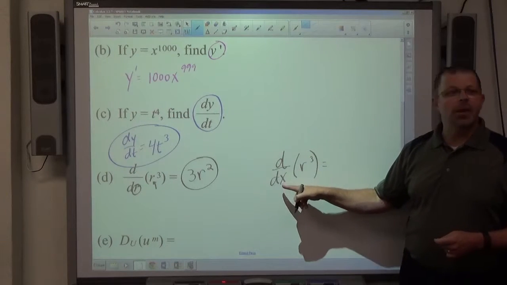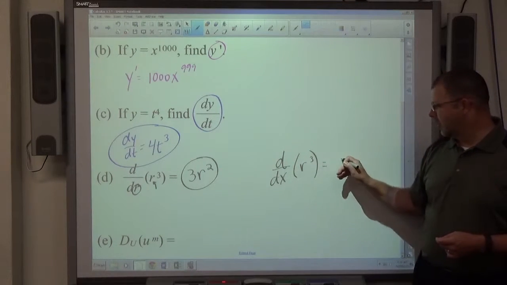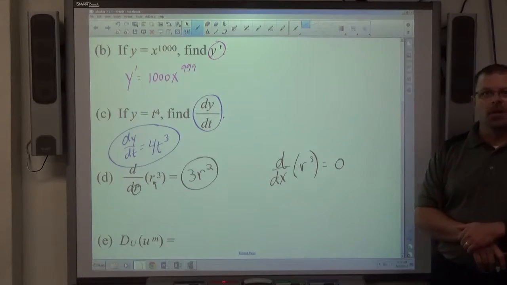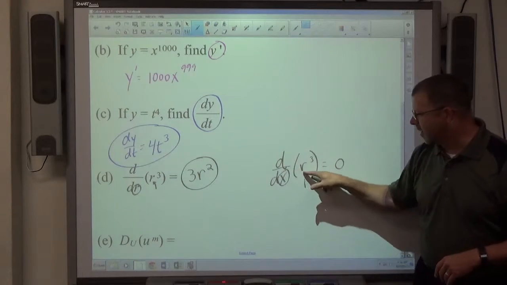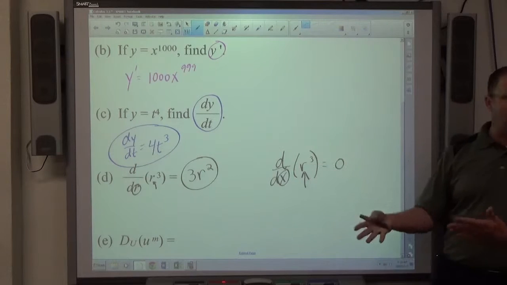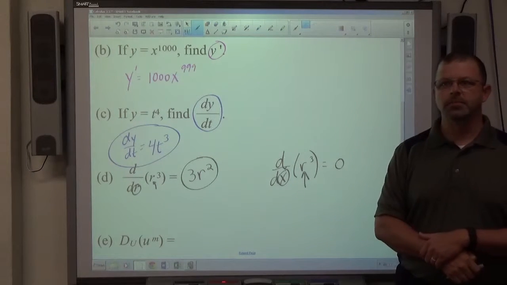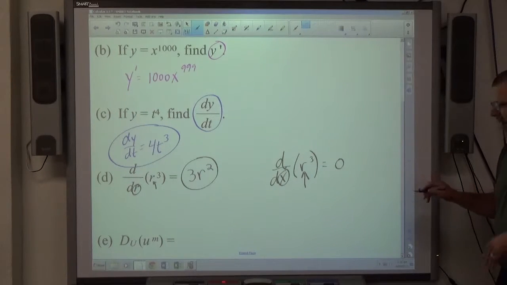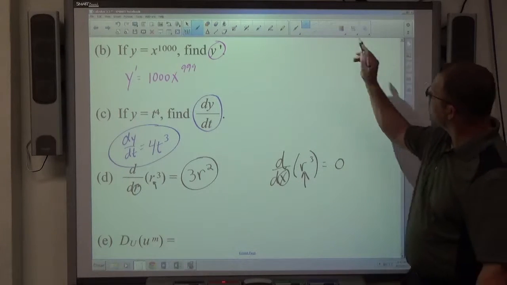If x is the variable, everything else is a constant. The derivative of a constant is 0. So if this letter does not match that letter, it's going to act like a constant, and its derivative will be 0. Just keep that in mind. I don't know if they're going to do that to you, but if they did, that's how you handle it.